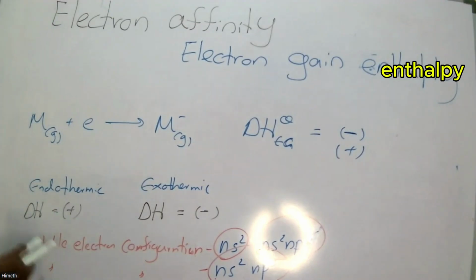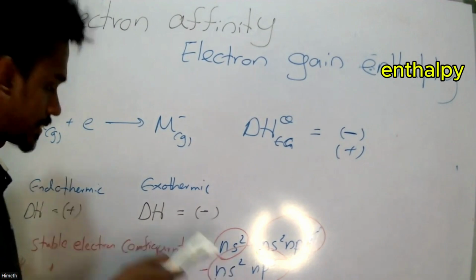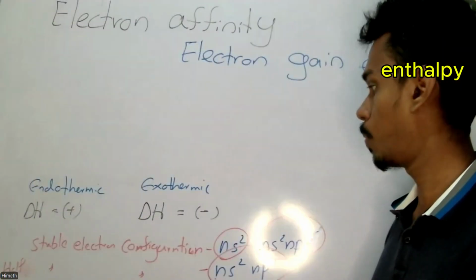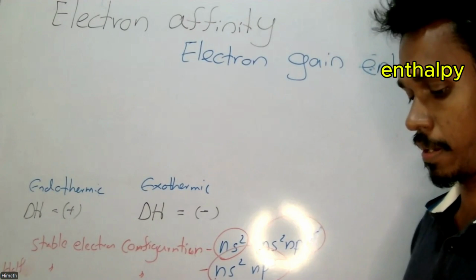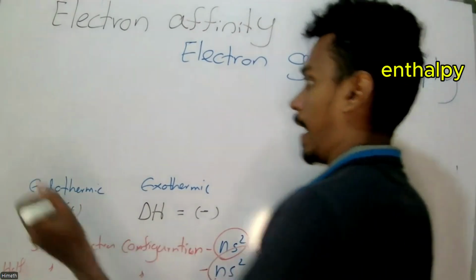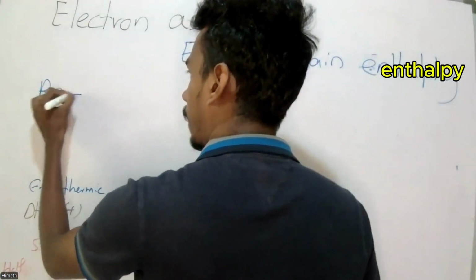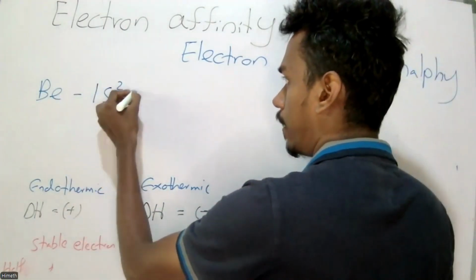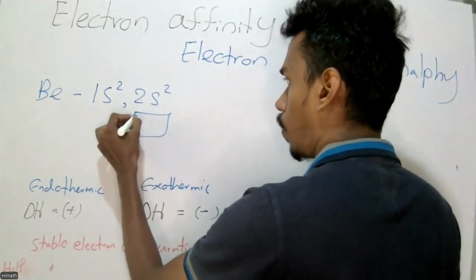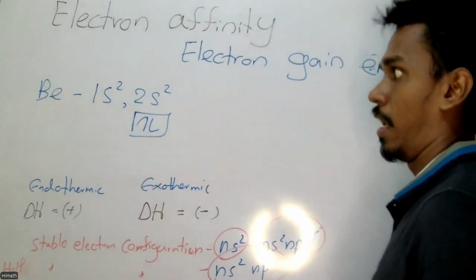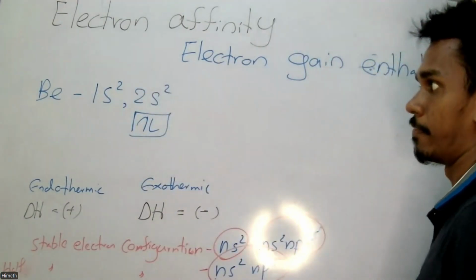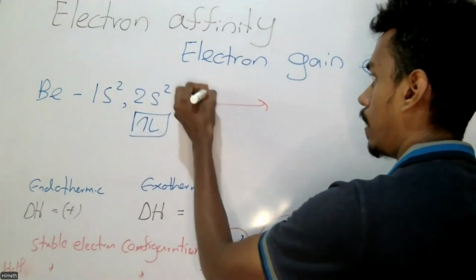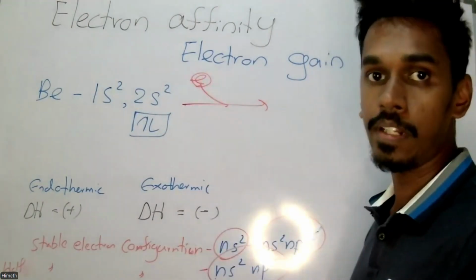Let's take an example of a stable electron configuration. The second group of elements have the ns2 stable electron configuration. As an example, beryllium. What is the electron configuration of beryllium? 1s2 and 2s2. So the s orbital is completely filled with electrons. When beryllium gains an electron, it converts into an unstable electron configuration.